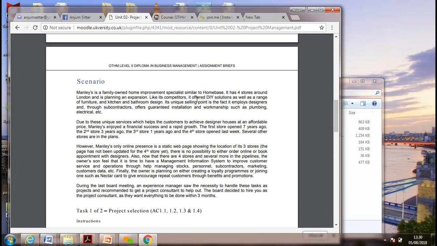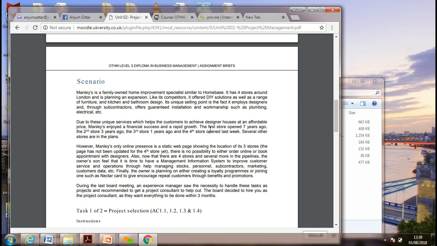Okay, so contents for stores. So in London, planning an extension and an expansion. So like this, competitors offer DIY solutions as well as a range of furniture. So the unique selling point is in-house designers. So they guarantee, due to these unique services, to help customers achieve a designer's house at an affordable price. So affordable price is their key. They enjoy financial success, and the store is open 7 days.